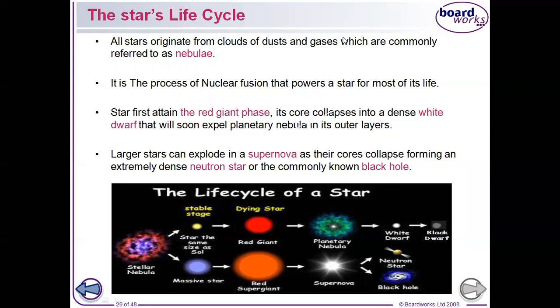All stars originate from clouds of dust and gas, which are commonly called nebulae. They abound in space. It's a process of nuclear fusion that powers a star for most of its life. Now, it's a little bit advanced for checkpoint to know all the explanation.